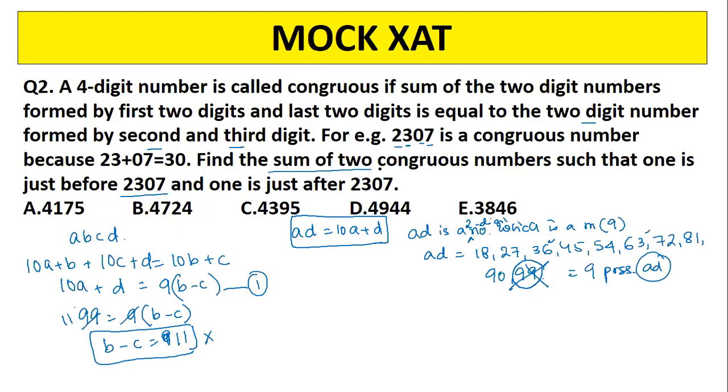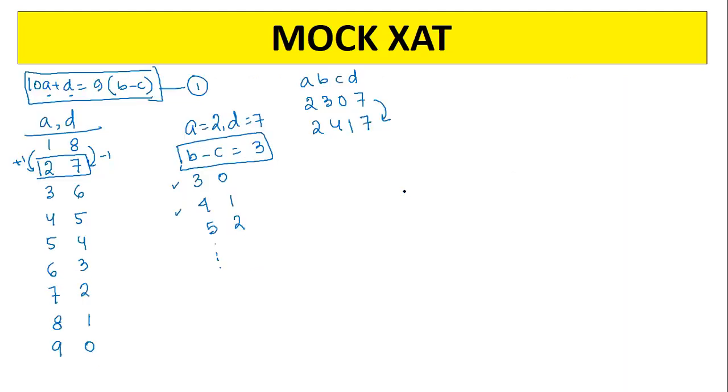We are asked to find the sum of two congruous numbers such that one is just before 2307 and one is just after 2307. Which means that 2307 के बाद जो number है वो क्या है? 2417. So we have one number which is n1 which is 2417. Now we need to figure out the second number, n2, that has to be less than 2307.